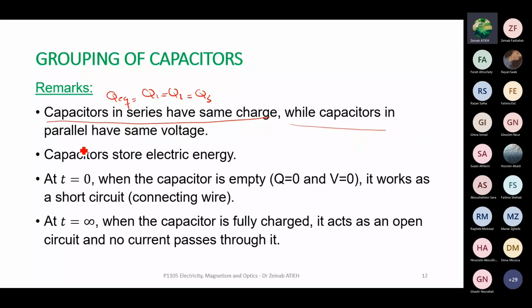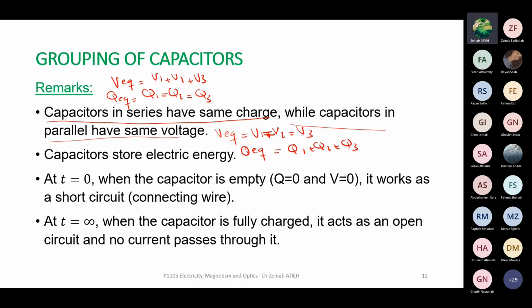With capacitors in parallel, we have the same voltage. V equivalent equals V1 equals V2 equals V3. And if the Q's add, here I have Q equivalent equal to Q1 plus Q2 plus Q3. I have to keep this in mind because this will help me solve problems. In addition, I know C equivalent.